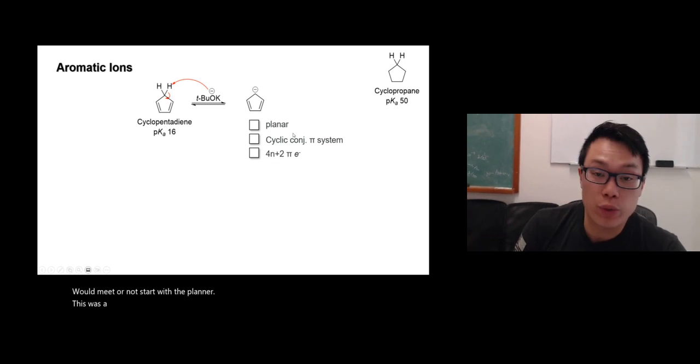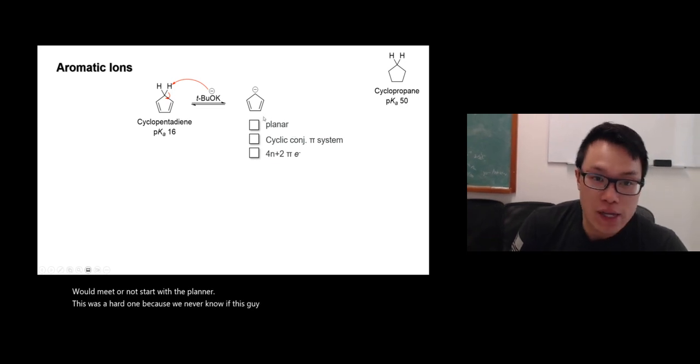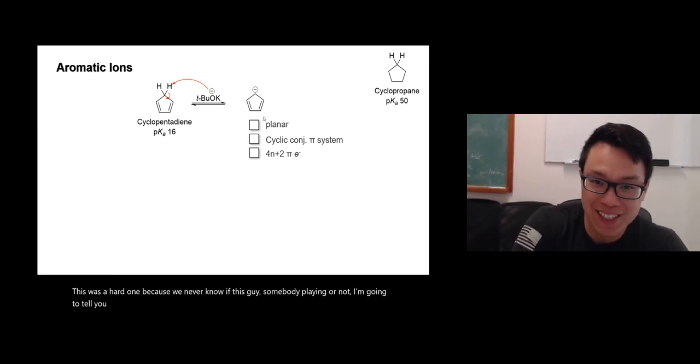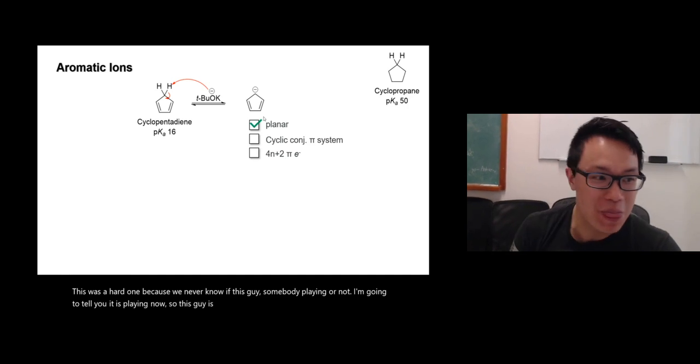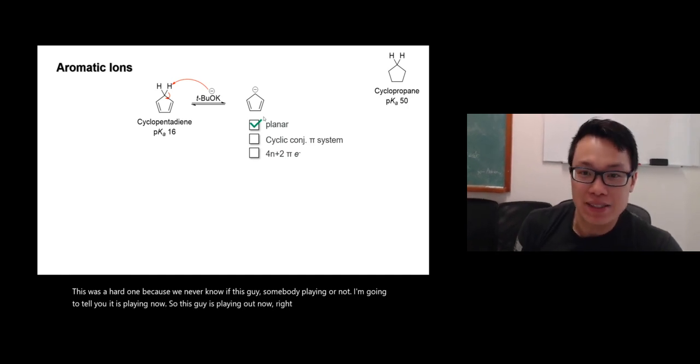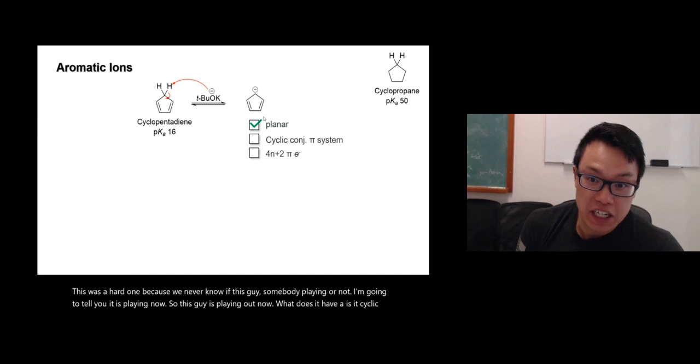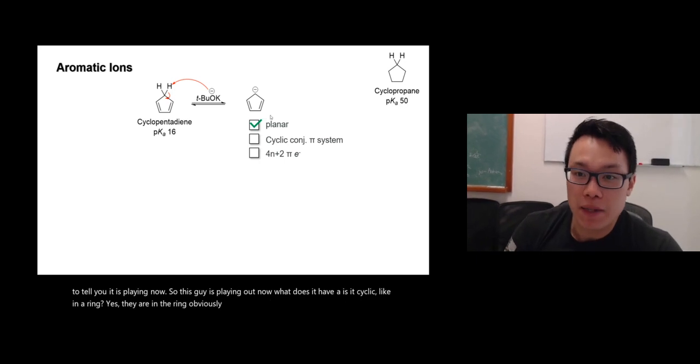This one's a hard one because we never know if it's going to be planar or not. I'm going to tell you it is planar. So this is planar. Is it cyclic, in a ring? Yes, they are in a ring, obviously. Does it have a conjugated pi system?